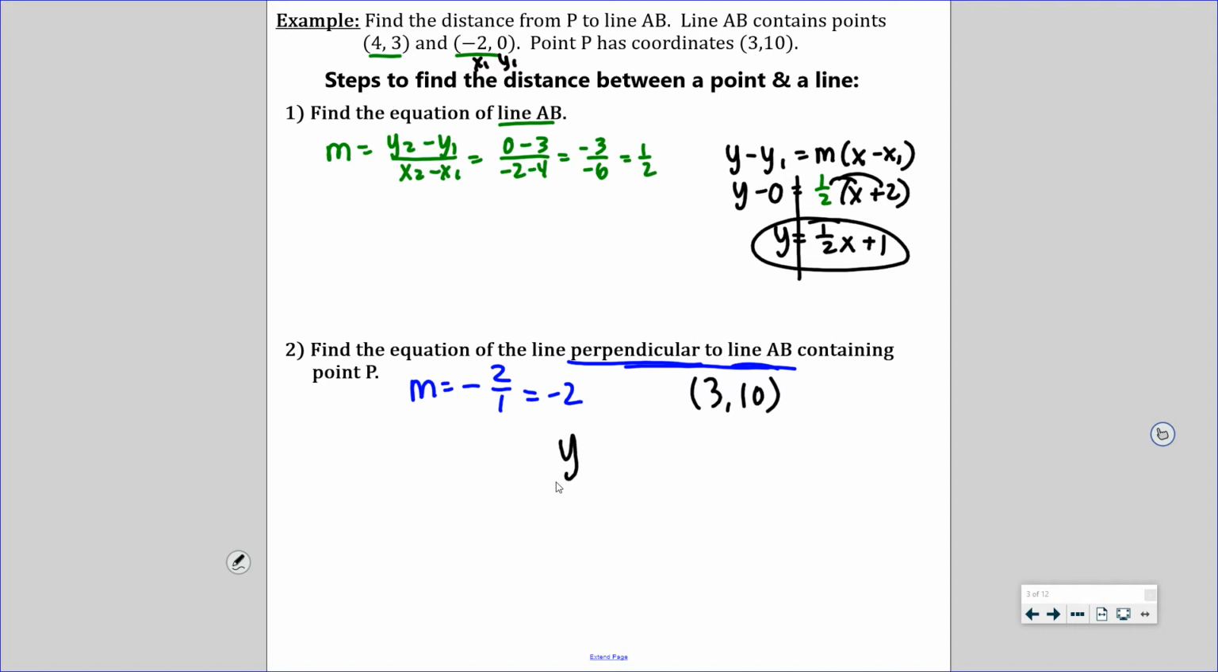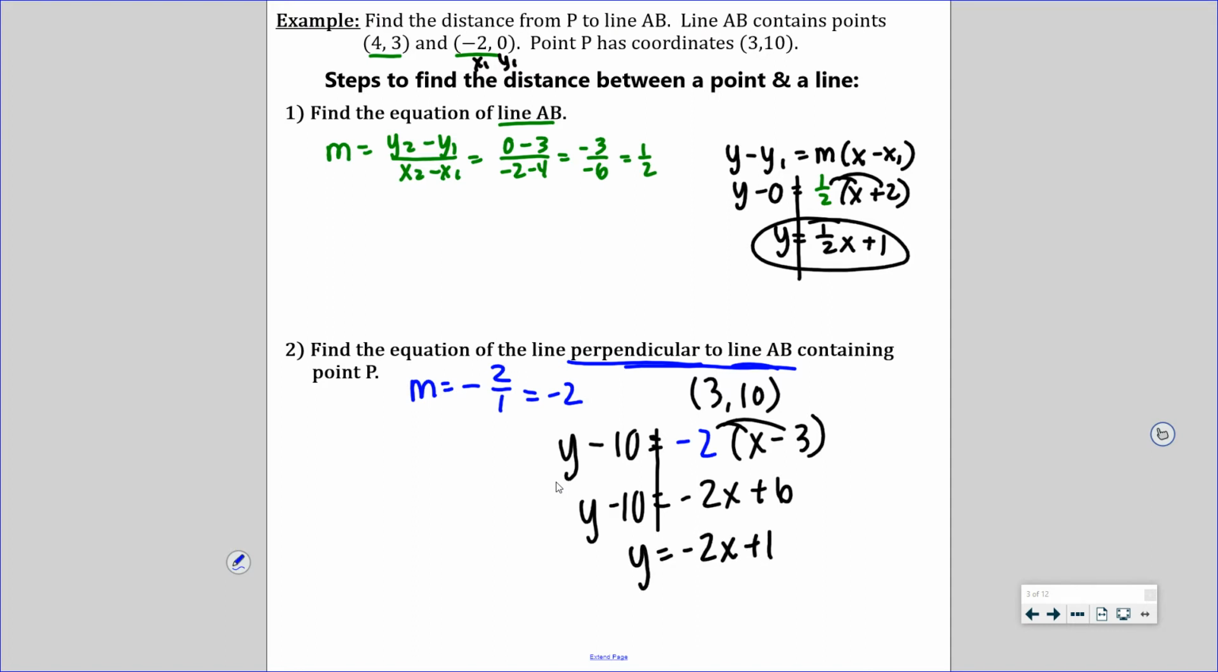Y minus y1, I'm not going to rewrite out point slope form. Y minus y1 equals m, x minus x1. Okay, slope intercept form, and now we can plot it on Desmos and see if this makes sense. All right, add 10. All right, that would be the equation of the line perpendicular to line AB passing through the point (3, 10).